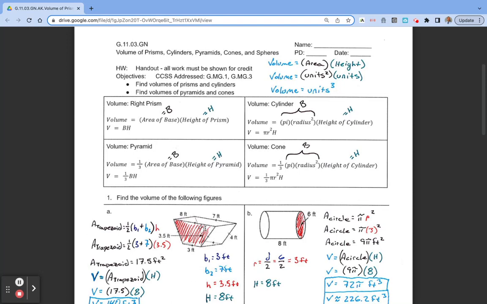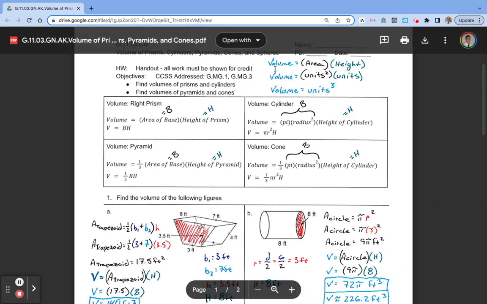Today we're talking about volumes of prisms, cylinders, pyramids, cones, and spheres. We want to find the volume of prisms and cylinders, and we want to find the volume of pyramids and cones. So we're talking about volume, and we want to talk about what the units for volume are.